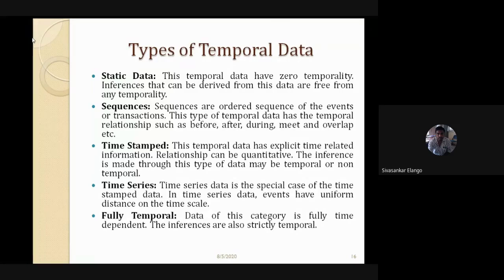And we have time series data. It's a special case of timestamp data where the events have some uniform distance on the time scale, right? So we compute the sales of a particular product in a particular month, January, February. I list the sales of a particular product month wise or year wise, consecutive year wise. It's known as time series data. Data of this category is fully time dependent, and the inference is also strictly temporal.